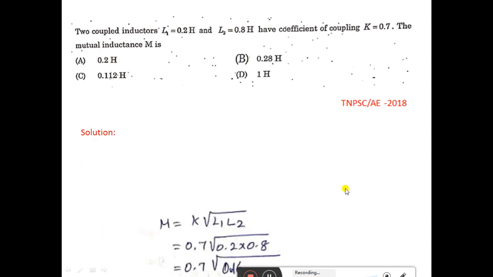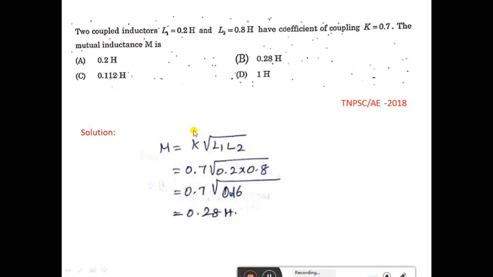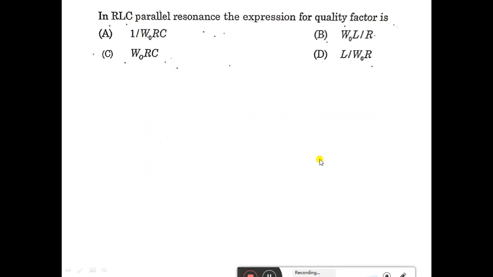The solution. You know the formula, mutual inductance M equal to K square root of L1 L2. K represents the coefficient of coupling, that is 0.7 given, L1 value 0.2 given, L2 value 0.8 given. If you multiply, you will get square root of 0.16. If you take the square root of that, you will get 0.7 into 0.4. Then you will get the answer 0.28 Henry. That is answer B. Next question.